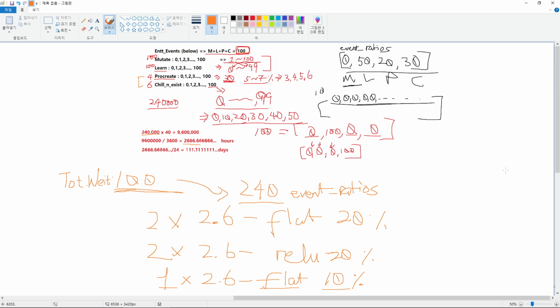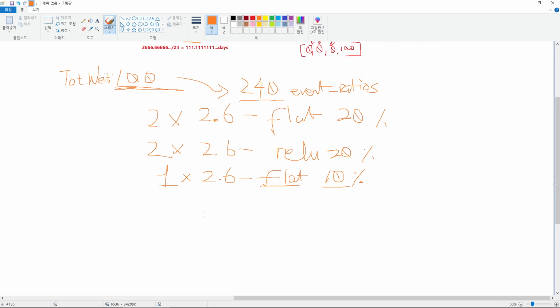And then I have to admit, while I was doing this, I made some mistakes, and then I ended up doing flat, was it 20%? Yeah, so I ended up doing flat 20%, 20%, and 10%. So that's 3 of them.